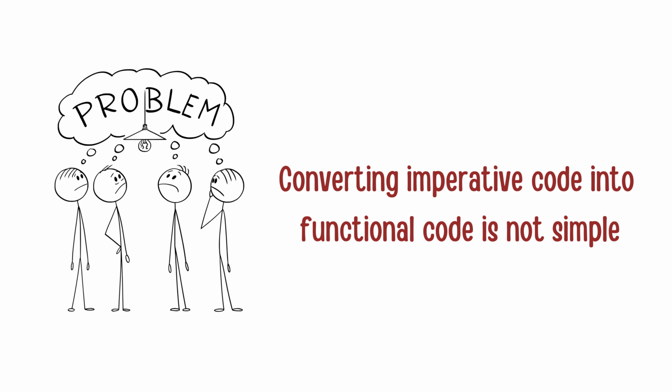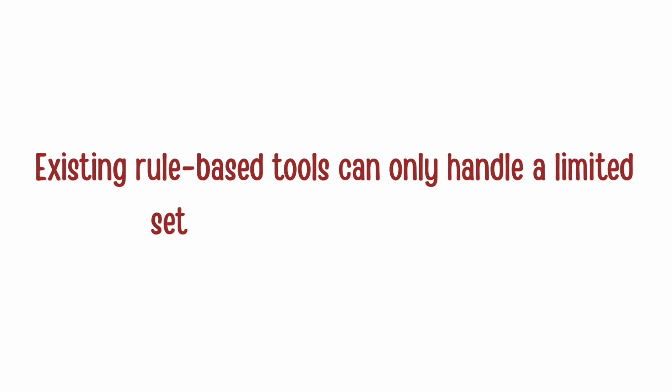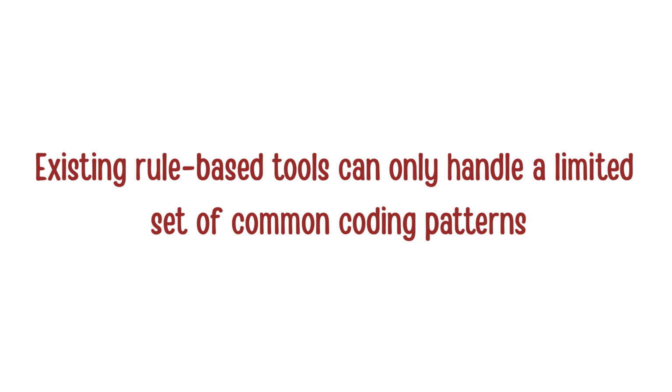The problem is that converting imperative code into functional code is not as simple as replacing a few loops. The overall structure of the program often changes completely, making automatic translation a very challenging task. Existing rule-based tools can only handle a limited set of common coding patterns, and once the code becomes more complex, they quickly reach their limits.